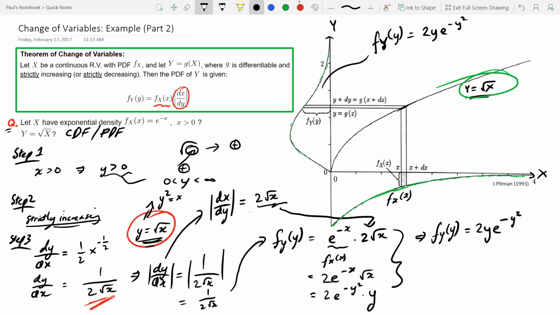And probably just to make this one clear, the density for this one is just simply e to the power of minus x.